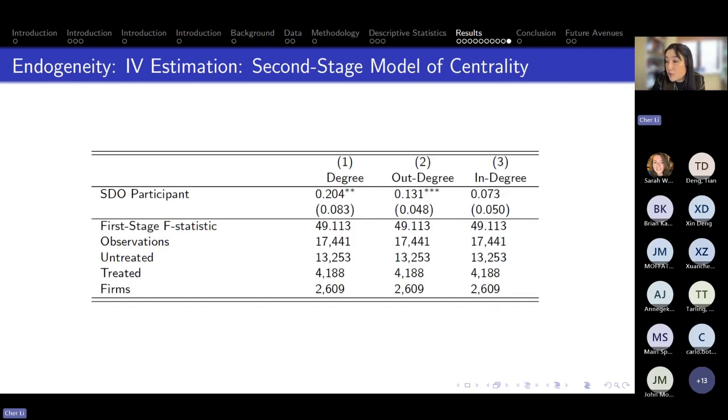And then moving on to our second stage, the main result using our instrumented variable again does confirm a strong causal effect, in that the SDO participation significantly increased our overall degree and our degree centrality as well.